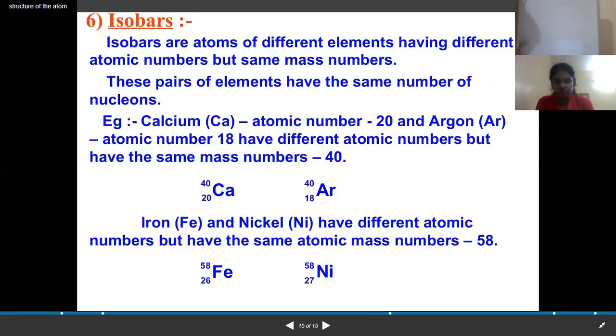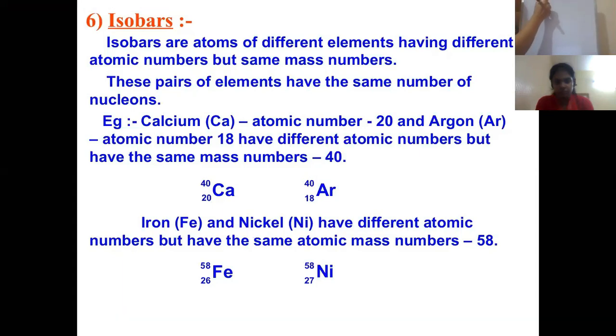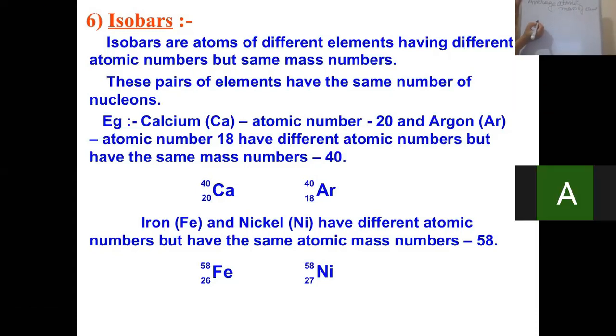So the topic is how to find the average atomic mass of an element. For example, chlorine has two isotopes. Chlorine has atomic number 17, and for one the mass number is 35, and for another the mass number is 37.